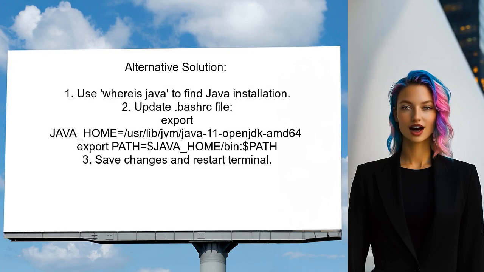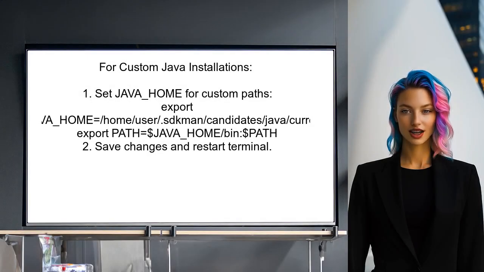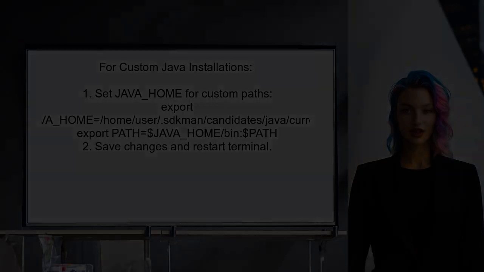An alternative solution comes from a user who faced a similar issue. They used the command whereis java to locate their Java installation. This led them to the correct path for Java. They then updated their .bashrc file to set the Java Home variable accordingly. For example, they set Java Home to /usr/lib/jvm/java-8-openjdk-amd64 and updated the path. This resolved their problem. If you have a different Java installation, like one downloaded from Oracle, you should set Java Home to that location. For example, if your Java is in /home/user/.sdkman/candidates/java/current, you would set it like this.